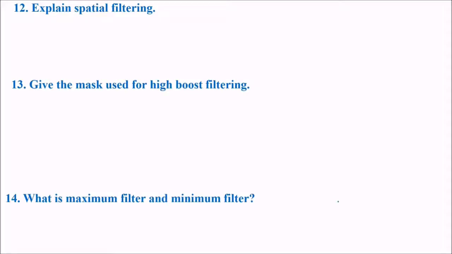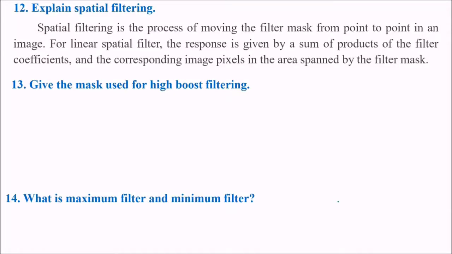Explain the spatial filtering. What is spatial filtering? Spatial filtering is the process of moving the filter mask from point to point in an image. For a linear spatial filter, the response is given by the sum of products of the filter coefficients and the corresponding image pixels in the area spanned by the filter mask.